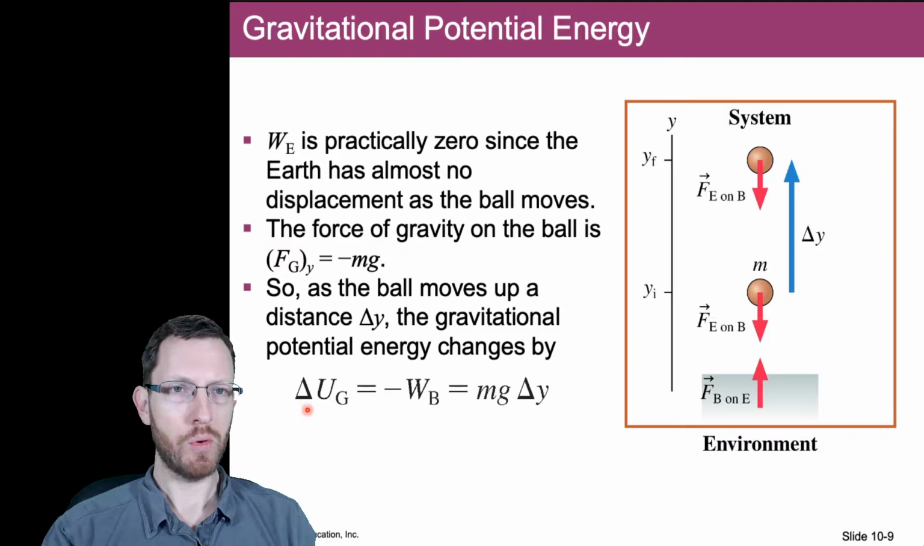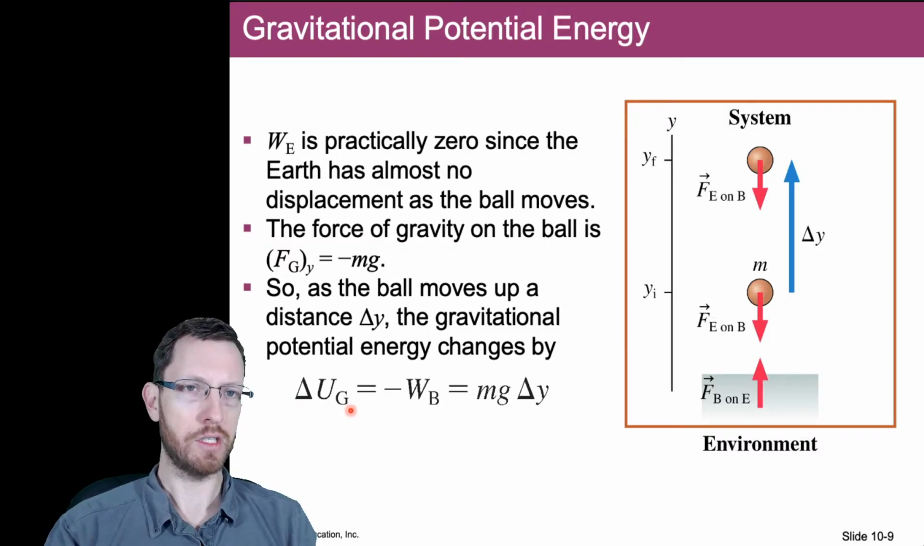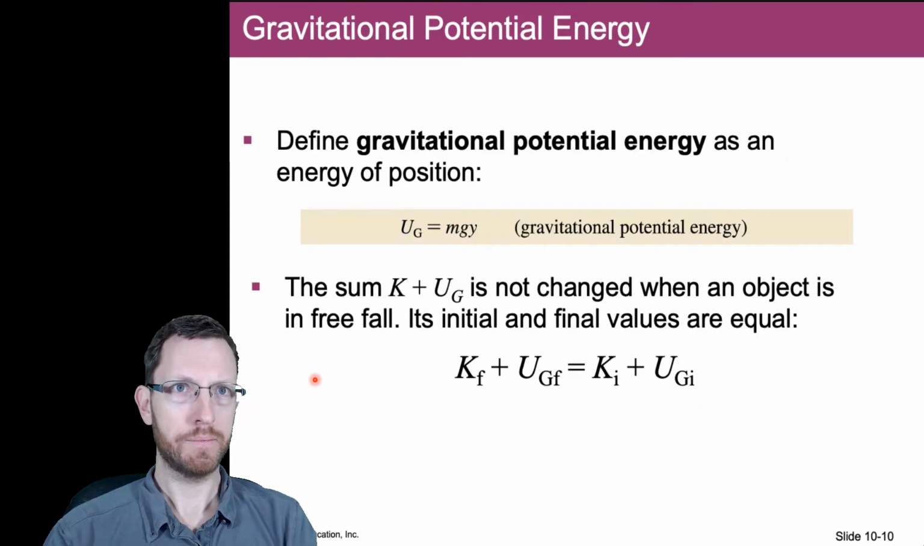Notice importantly that this is a change in the gravitational potential energy. That doesn't mean if we start at position y and leave it at the same position, that there's no potential energy available in our system. It means that the potential energy is staying static and not changing. So we can define gravitational potential energy as an energy of position.